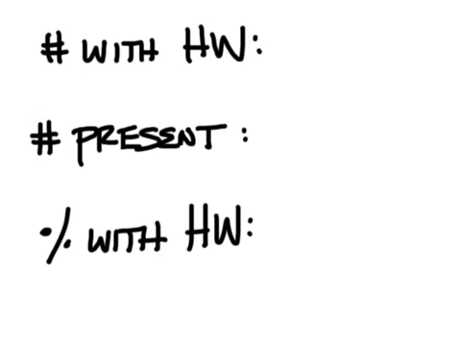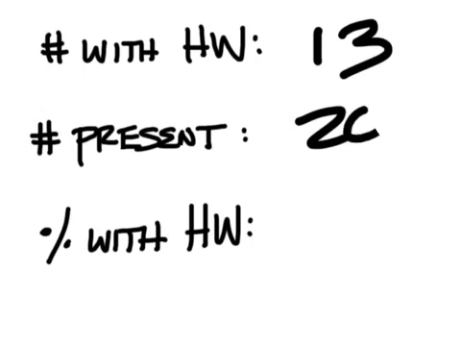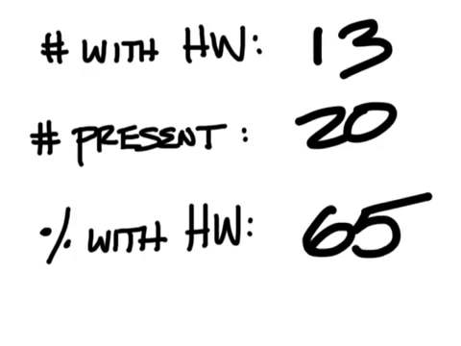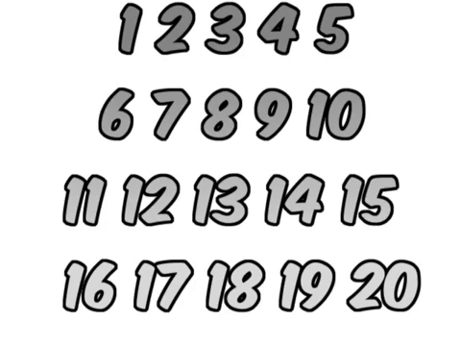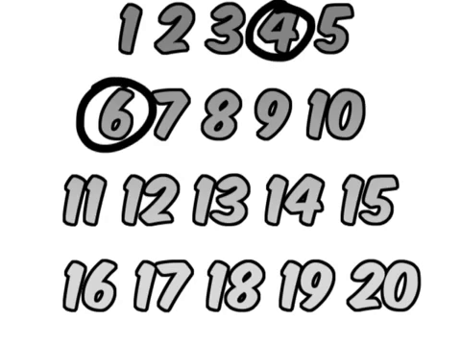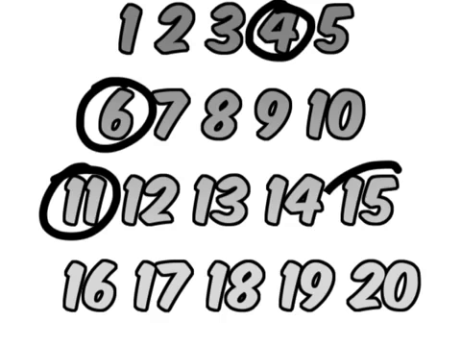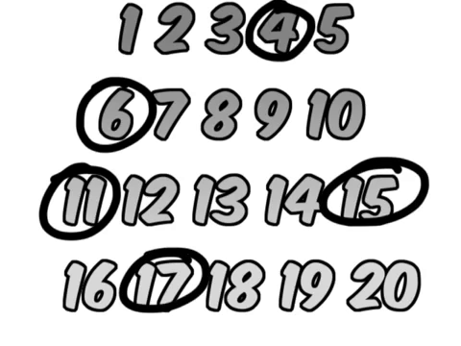13 out of 20 have homework, and that's 65%. If you have credit for your homework, then pick a number from 1 to 20. Alright, the winning numbers are 4, 6, 11, 15, and 17.